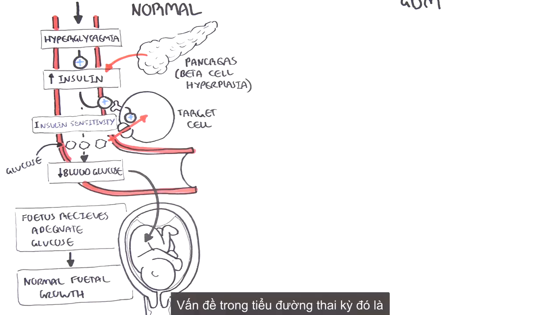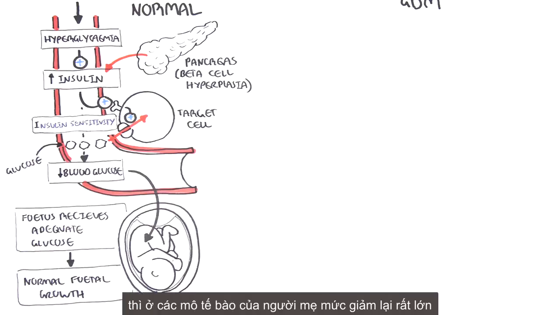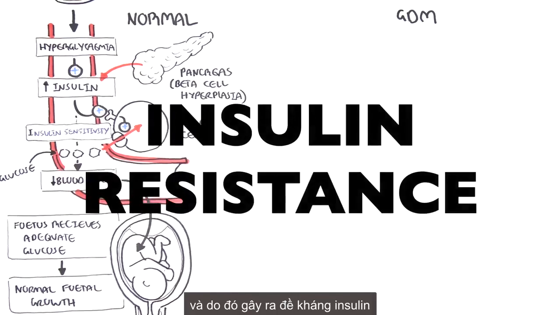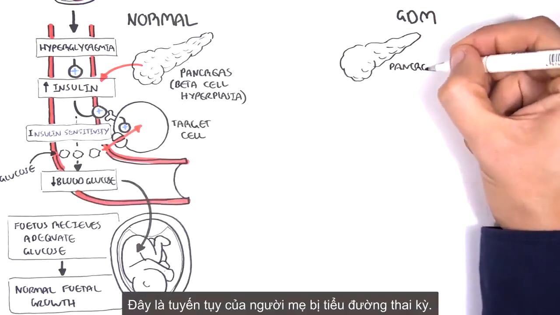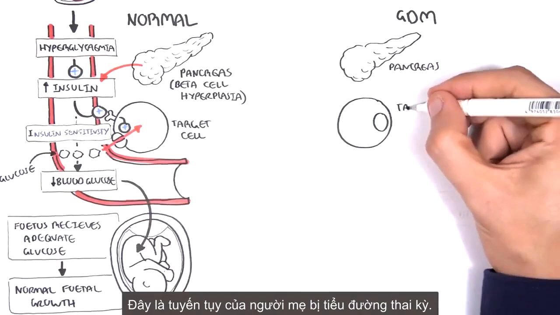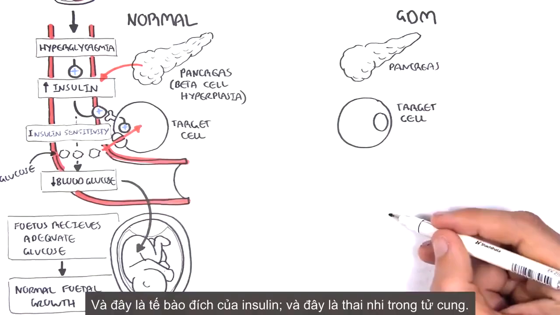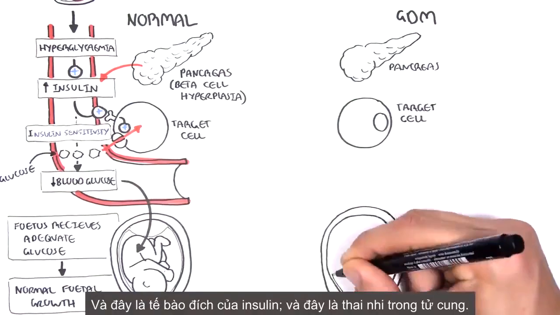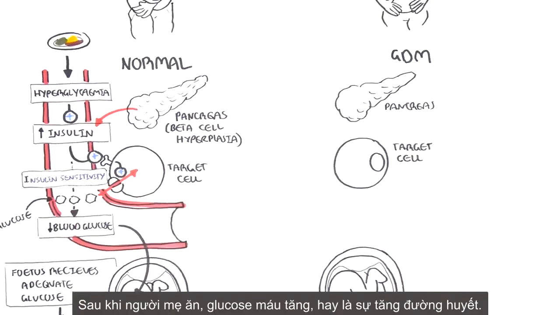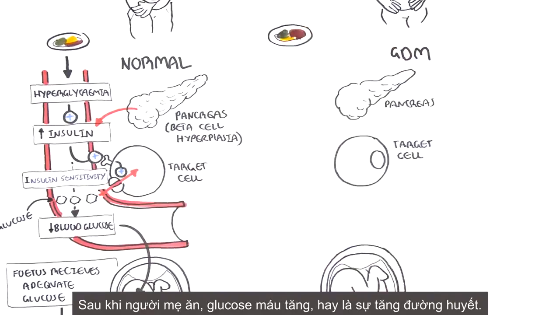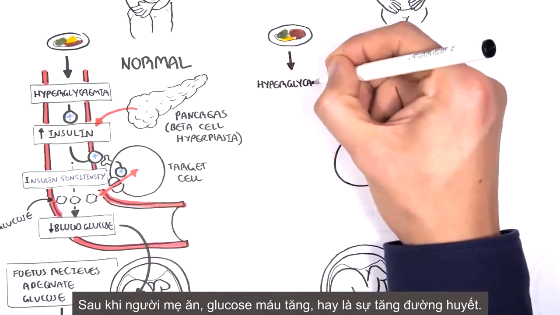What happens in gestational diabetes is that instead of a small decrease in insulin sensitivity in maternal tissue, there is a large decrease in insulin sensitivity, and thus also insulin resistance. Here is the pancreas of the mother with gestational diabetes. And here is the target cell of insulin. And here is the fetus in the uterus. After a mother eats, blood glucose increases. There is hyperglycemia.